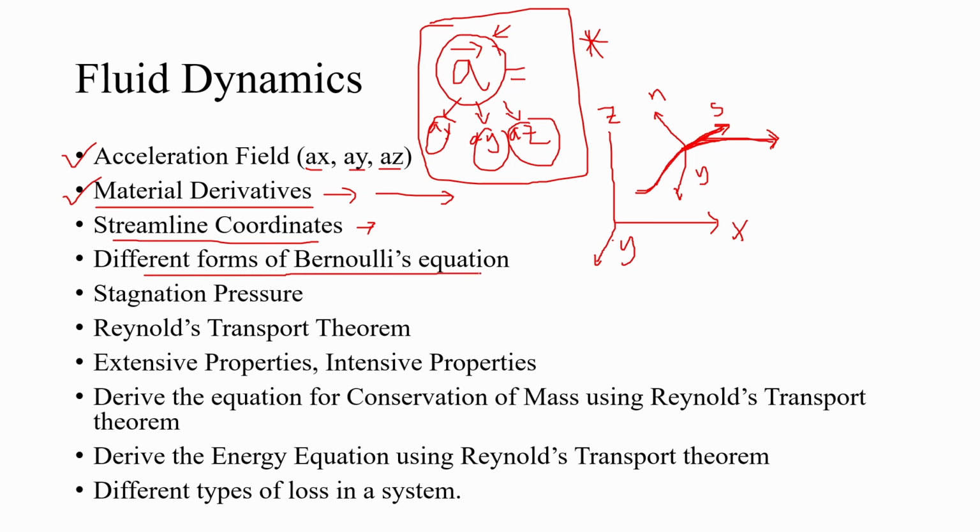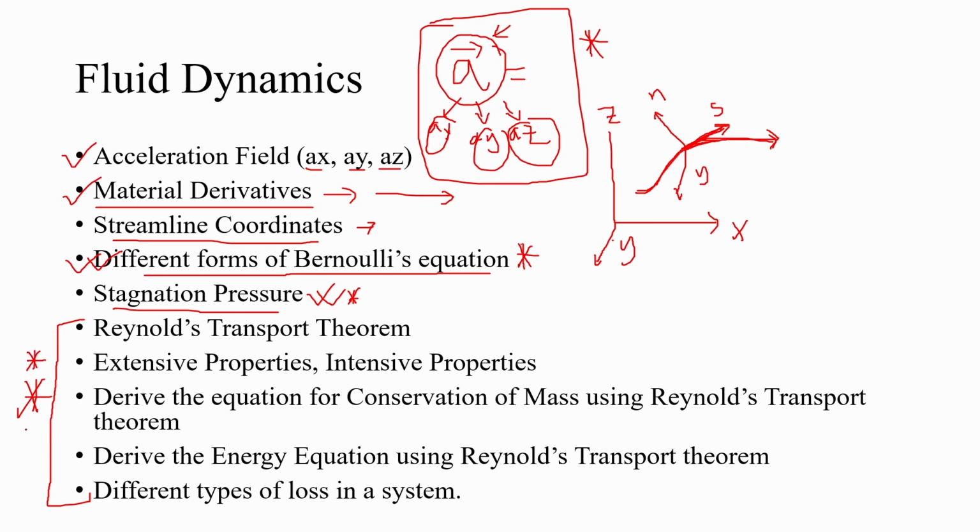Different forms of Bernoulli's equation. This is really really important because there are lots of Bernoulli forms. For example, we have the head form, we have the pressure form, we have the energy form, we have different forms of the Bernoulli's equation. So we need to know every kind of Bernoulli's equation form, like how to derive them. And then we need to know the stagnation pressure. Stagnation pressure is really really important. Like you can have a mathematical problem from there, you can have to prove that stagnation pressure is larger than the static pressure.